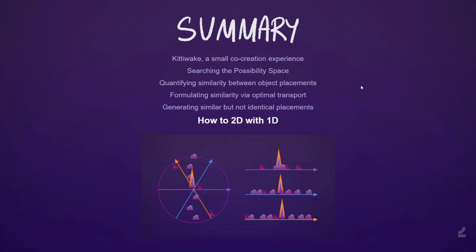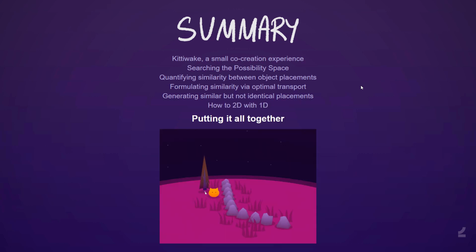Then we showed how to compare 2D neighborhoods when you only have 1D Wasserstein, either by only considering distances to objects or using sliced Wasserstein. And finally, we've shown how it all comes together into Kittiwake assisting you with placements and co-creating a small scene together. Our example-based placement is still work in progress.